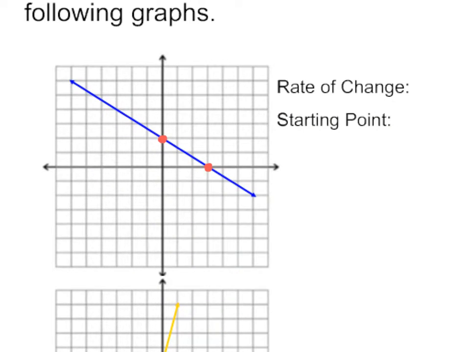We want our rate of change and starting point from this first graph. So we already have our 2 points plotted for you, and I will do that for you in this unit. We're going to make a right triangle out of those 2 points. So go directly down, vertical, and then directly over, horizontal. So you see a triangle here outlined in red.